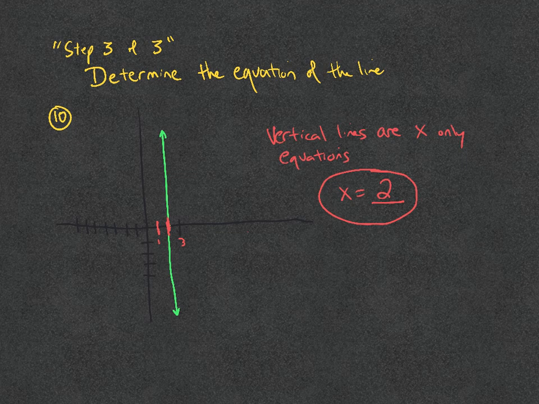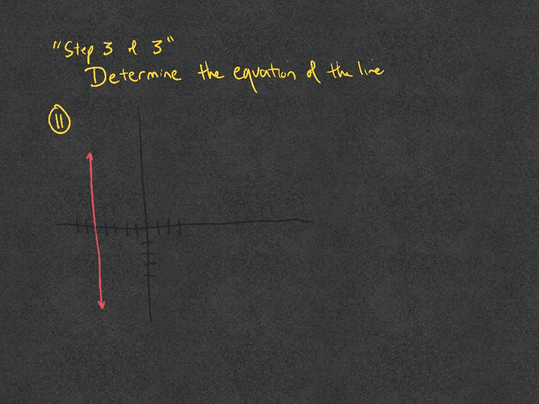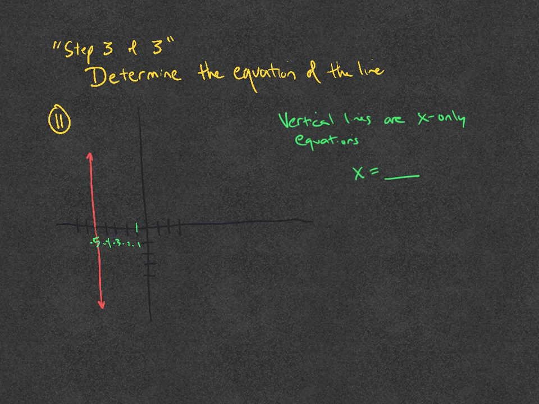So vertical lines are x only equations, meaning there's no y in the equation, it's only x. X is equal to something. This one is a vertical line also. So I'll write that again. Vertical lines are x only equations. So we would say x equals something. And in this case, -1, -2, -3, -4. In this case, x is equal to -5.